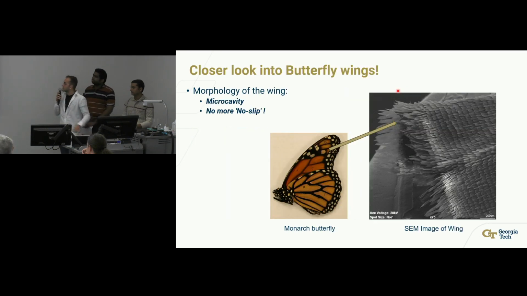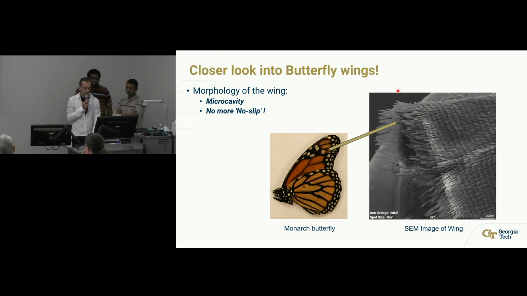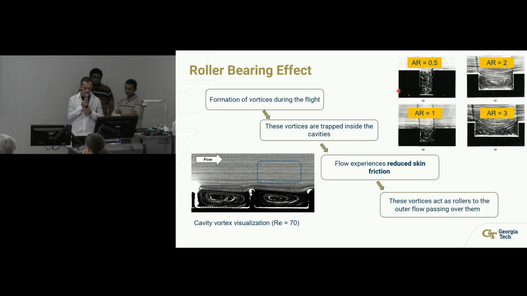Here is the scanning electron microscope image of this wing. As you have seen in the video in slide 2, this is a closer look at the scales on the wing. These scales have micro cavities, and this induces a no more no-slip effect. What does it mean? It means simply the roller bearing effect. So what on earth is this roller bearing effect? Here's the description of that.